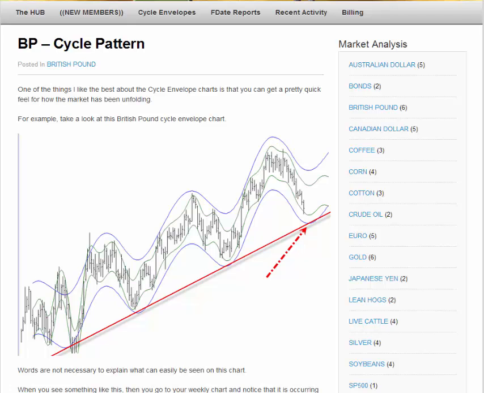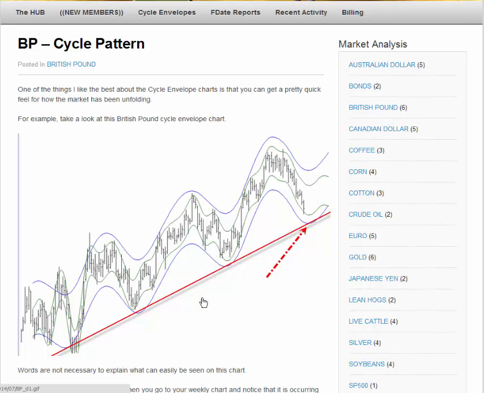All right, I thought today I'd talk about the British pound. It's the futures, but if you trade the Forex, same difference. You would just simply look at the British pound US dollar pair. Now, if you'll notice here, we're taking a look at one of my postings within our F-Dates membership. And this one here, the analysis on the British pound cycle pattern. And what I've done is I've displayed the cycle envelope chart for the British pound. This is a daily chart of the September British pound to be exact.